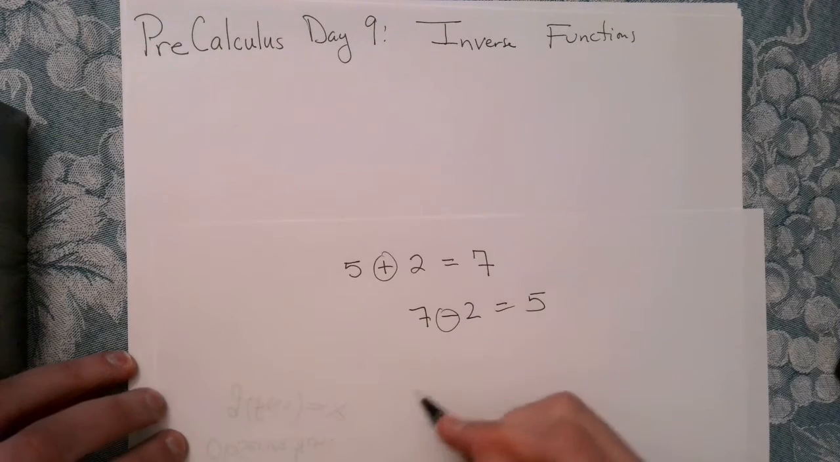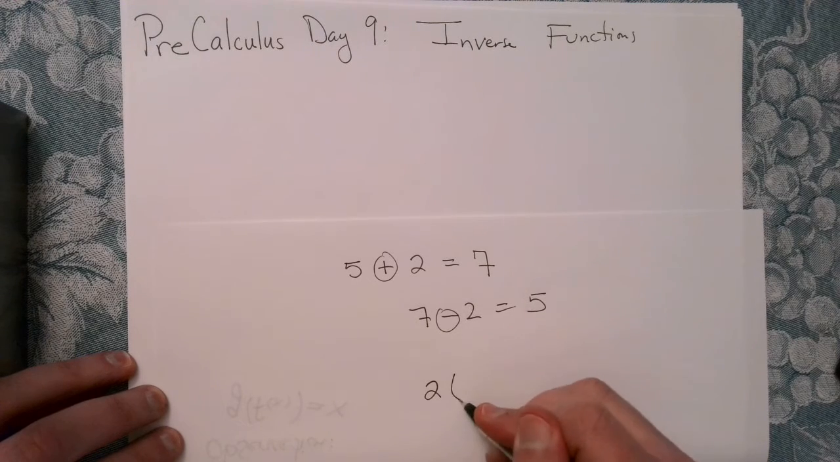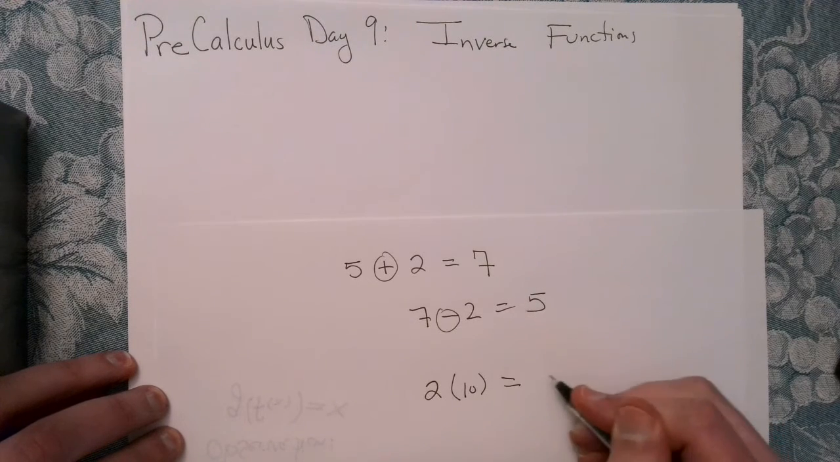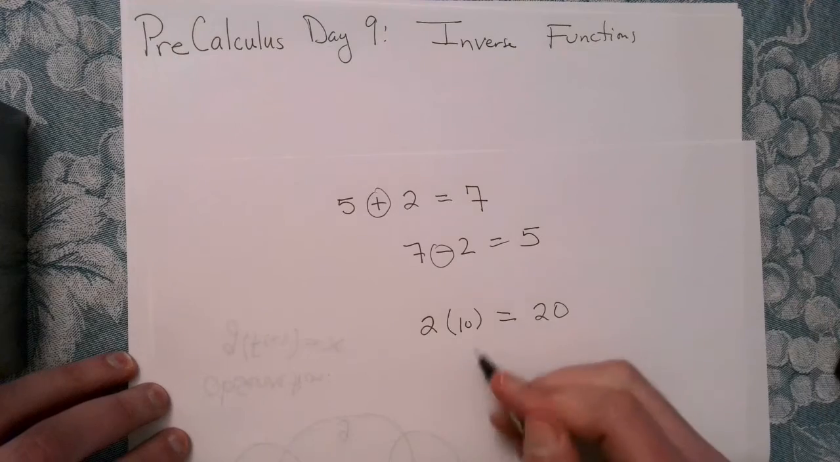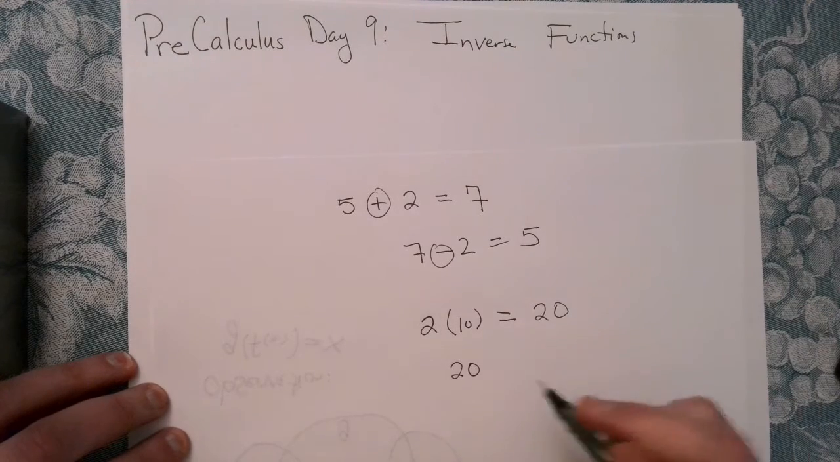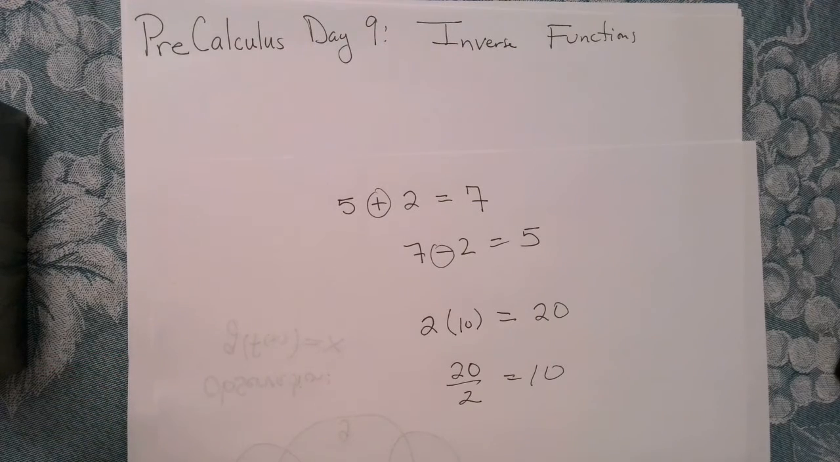I could also take some number. Let's say I take 10, and let's say I double it. Well, if I want to reverse this process to get back to the starting value of 10, I would do the opposite, and I would divide by 2. And so these reverse processes are important because they allow us to solve equations.